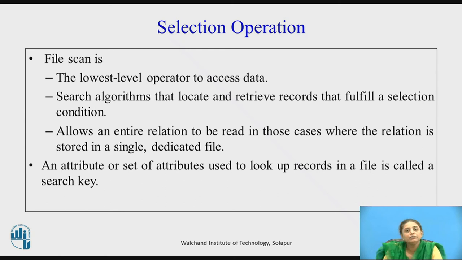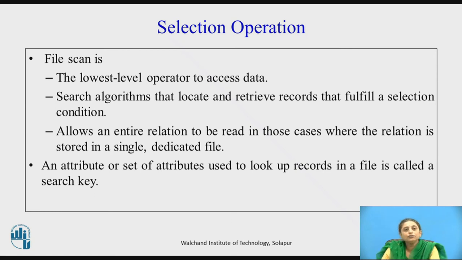So select star from employee where salary is less than 75,000. All the records which are fulfilling the condition will be retrieved. It allows the entire relation to be read in those cases where the relation is stored in a single dedicated file. That is nothing but the file scan. And we are going to use this at the basic level first.